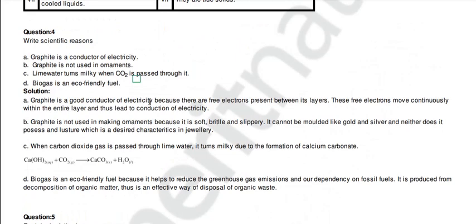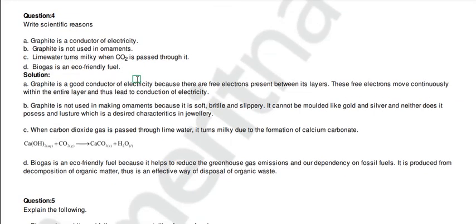Question 4. Write scientific reasons. A. Graphite is a conductor of electricity. B. Graphite is not used in ornaments. C. Lime water turns milky when CO2 is passed through it. D. Biogas is an eco-friendly fuel.